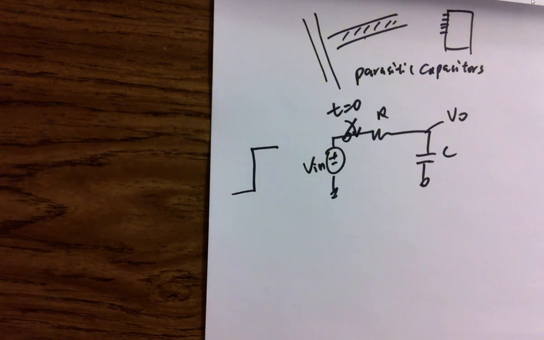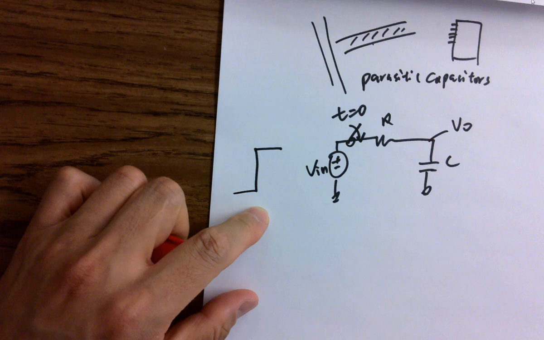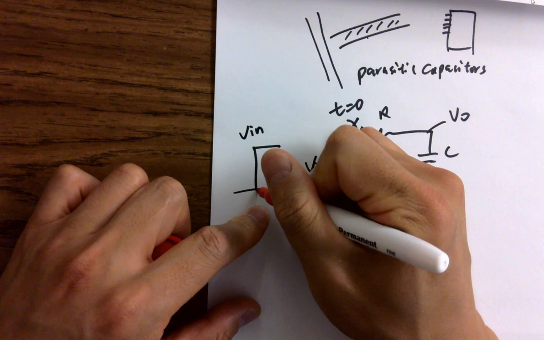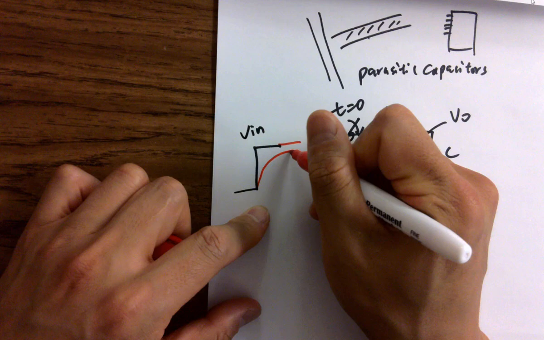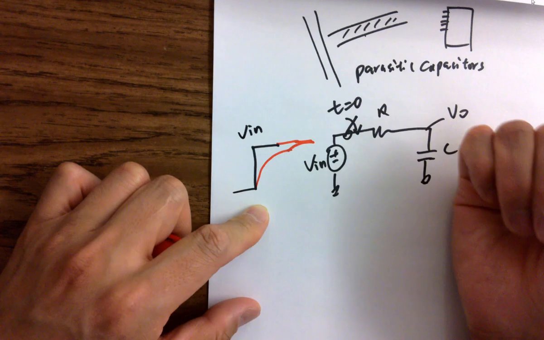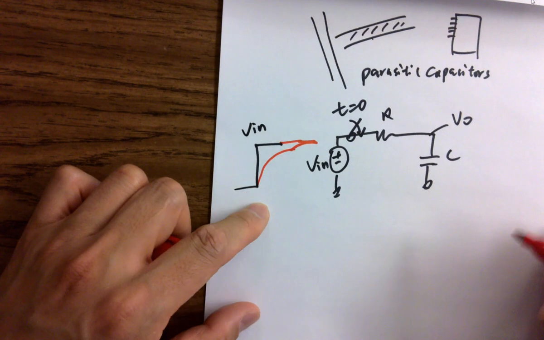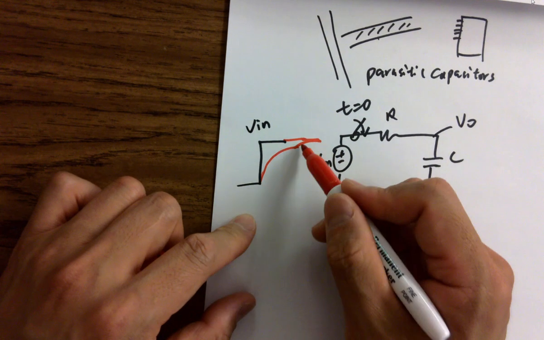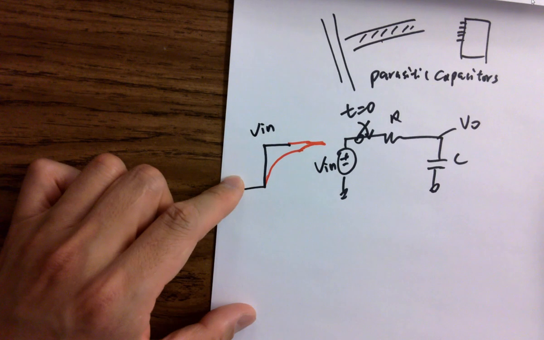So because of time delay, this is the input, for example, V in, and here's VL. And it will reach the same voltage level, but it takes time. So that's how that looks. How do we know it looks like this, not something else?